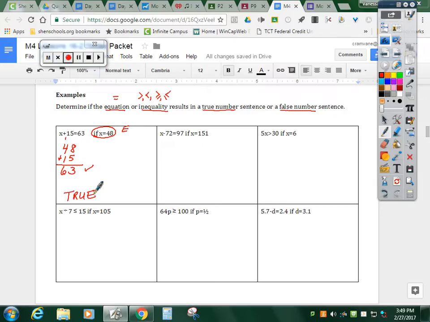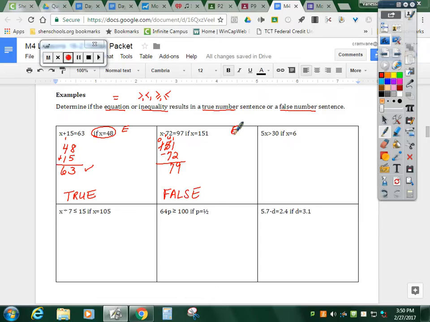Okay, let's go to the second one. X minus 72 is 97. Okay, so what if x is 151? Okay, I'm going to plug that value in for x. I'm going to take 72 away, and I'm actually going to see if it's 97. 151 minus 72 is 79. Okay, this is a false equation. Okay, it does not work. And I'm going to put an E for equation here too. Okay, this is not true.